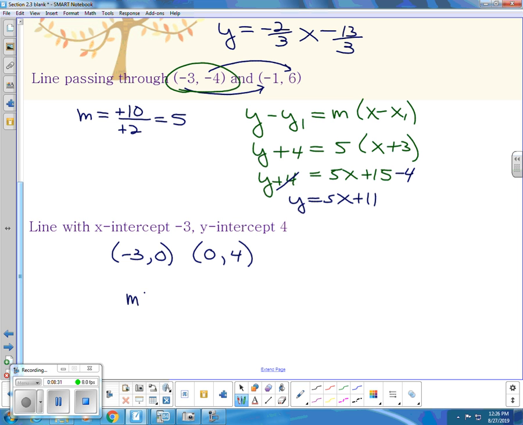What's our slope? Four over 3. Good. And they already gave me the y-intercept. This is my b. I'm done. Okay. Easy enough.